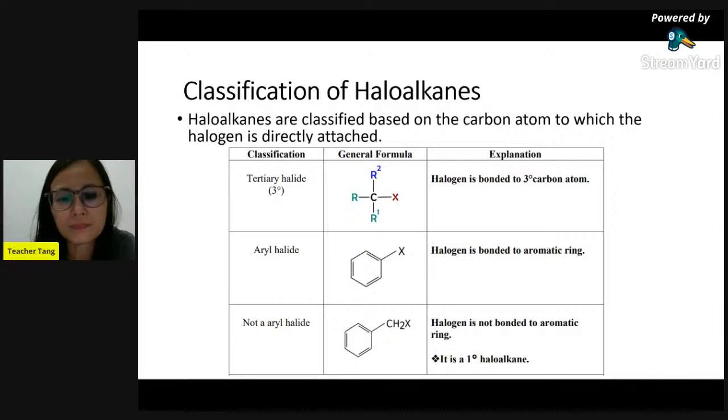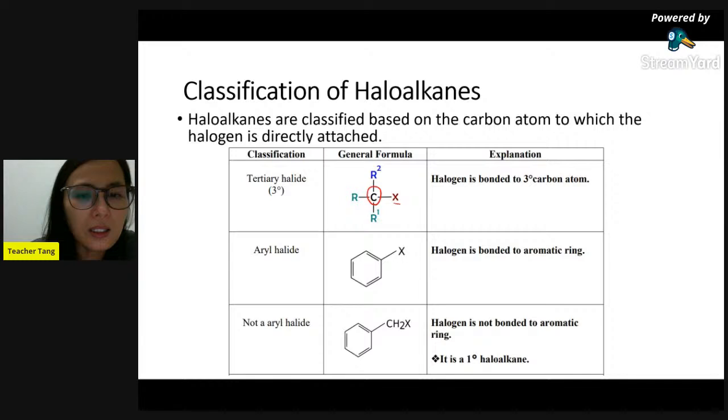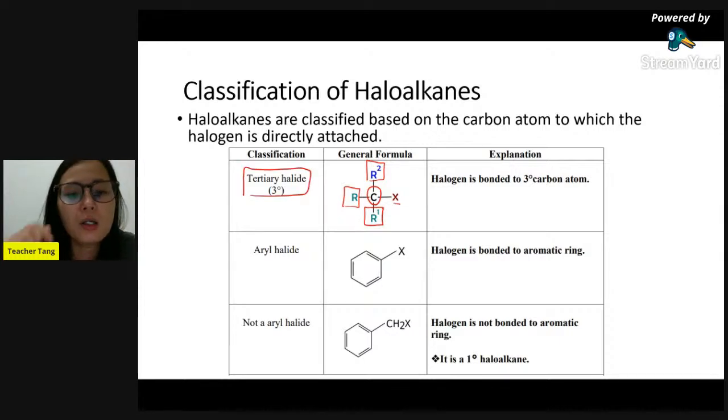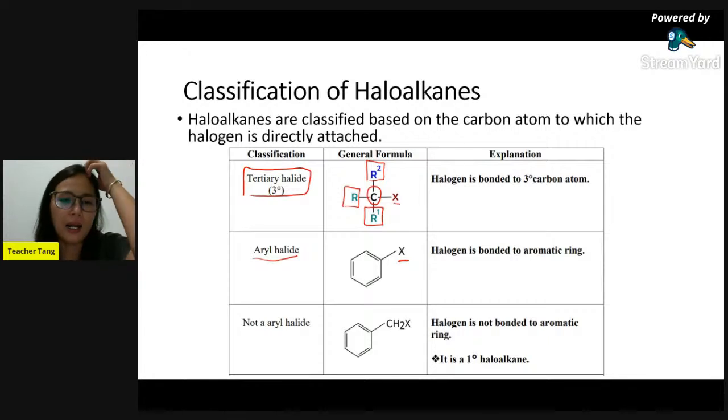Then we look at the case where the reference carbon attached to the halogen has no hydrogen attached to it. If no hydrogen is attached, all are alkyl groups. Having 3 alkyl groups around it, we have a tertiary halide or tertiary haloalkane. If we have halogen directly bonded to the benzene ring or the aromatic ring, then it is called aryl halide. For example, bromobenzene is an aryl halide.